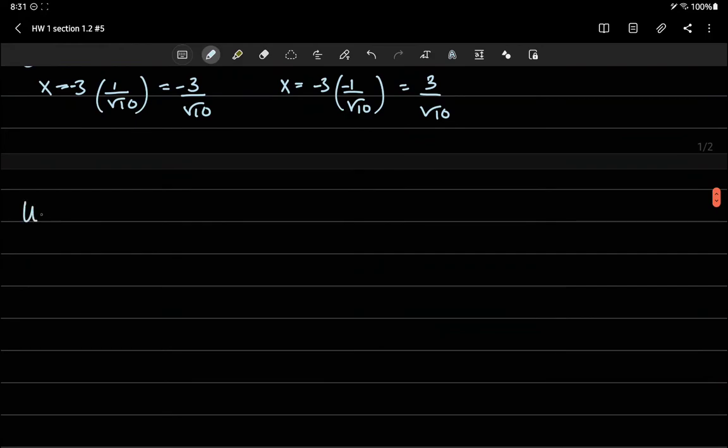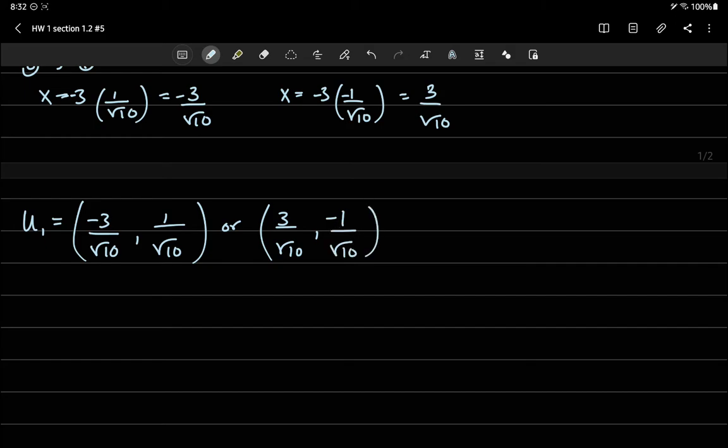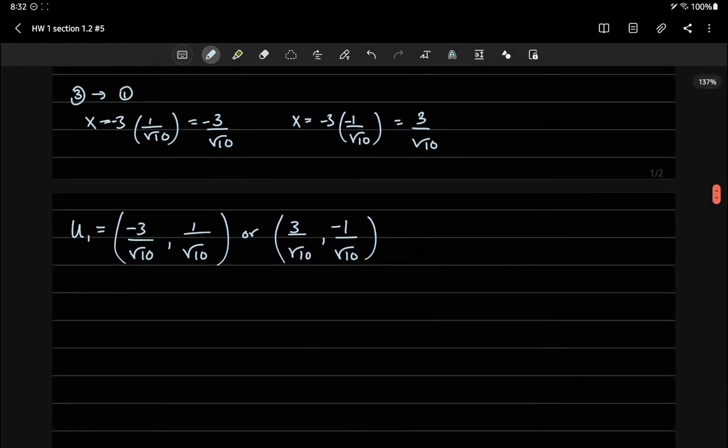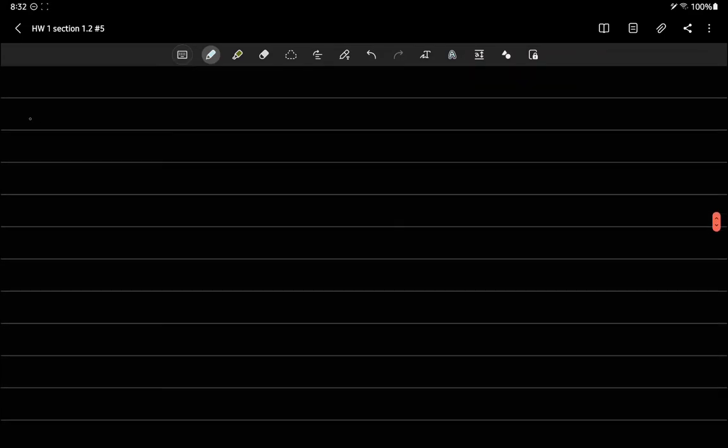And so let's collect it. With that knowing, we can say that u1 is either negative 3 root 10 when y is 1 over root 10, or 3 root 10 when y is negative 1 over root 10. Alright, that's u1. So let's find u2 now.